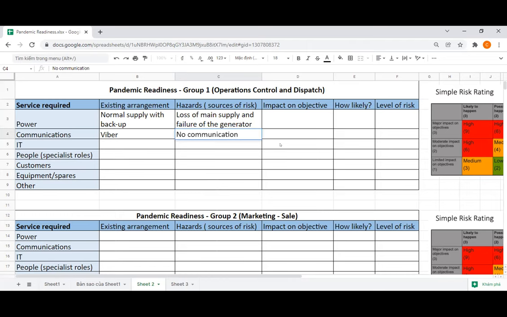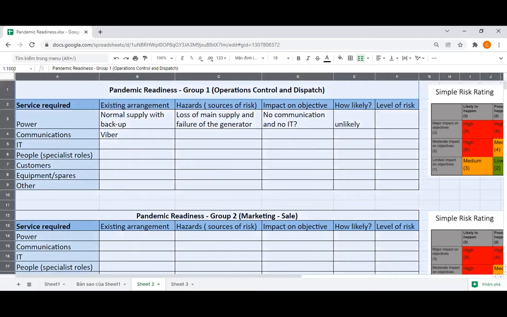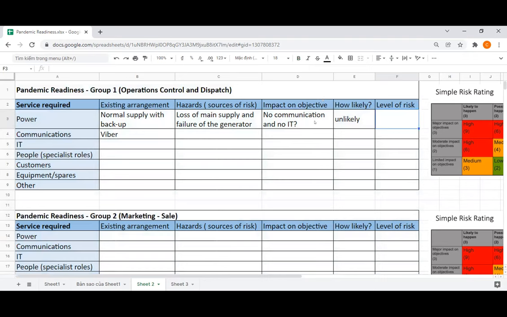This is under the impact of loss of power, so column D. And no IT, maybe. So if that's the case, you can't do your objective, can you? Impact on objective, cannot meet objectives. And you say, how likely? So here we'll say, well, you've got a generator, so it's unlikely, I would say. So you've got a major impact on objectives. Maybe we should write that in column D. Major.